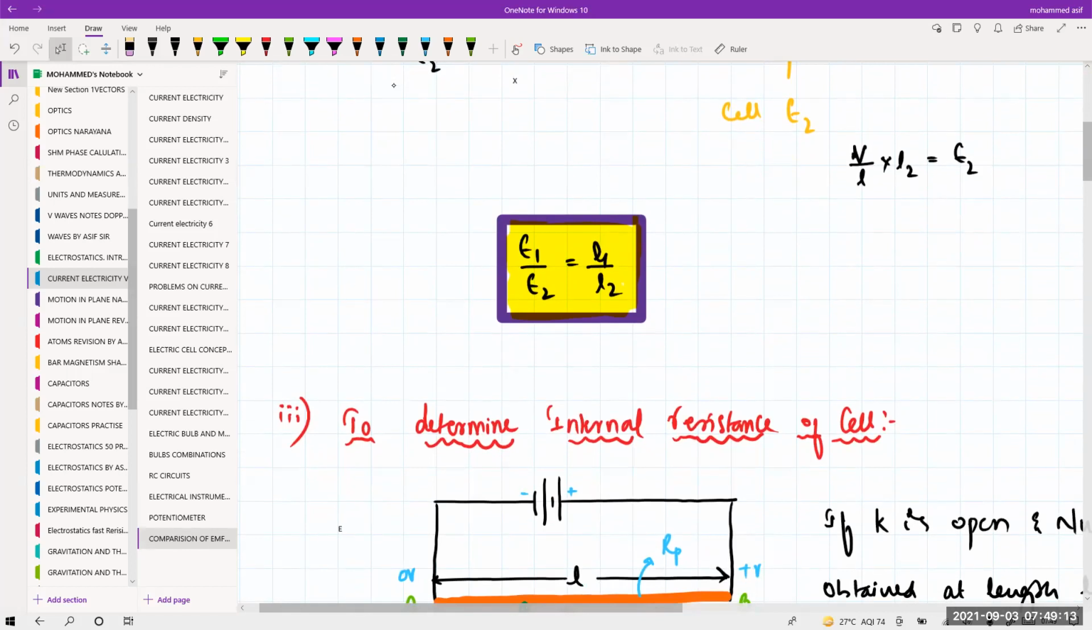Yes, sir. So what you have to do is try to complete your PYQs from the current electricity mains question booklet, and for NEET students you can try to complete from your NEET material. Clear? Yes, sir.